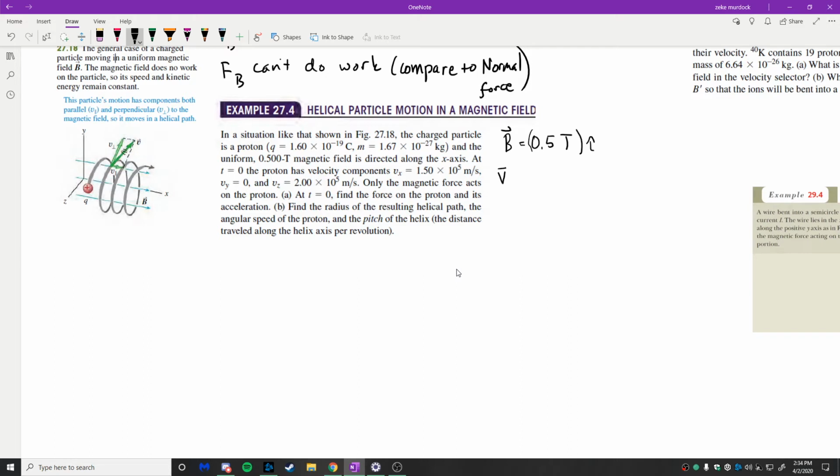The velocity V is going to be equal to 1.5 i hat, no j hat component, so plus 2 k hat, and then this is all multiplied by 10 to the 5th meters per second. It says only the magnetic force acts on the proton, so there are no other forces acting here that we need to worry about. At t equal to 0, we want to find the force on the proton and its acceleration.